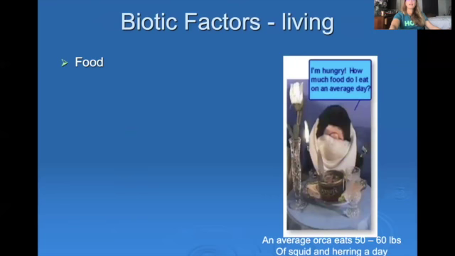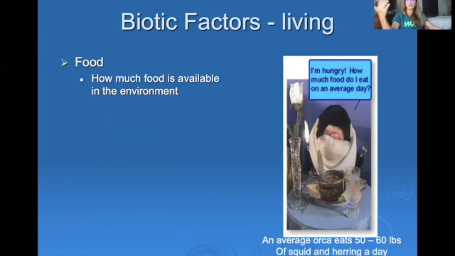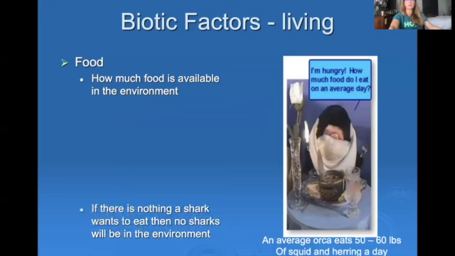All right, biotic, these are the living factors. The first one here is food. So how many organisms live in an environment is dependent on how much food is available in that environment. So if you don't have a lot of plants, you're not going to get a lot of bunnies. If you don't have a lot of bunnies, you're not going to get a lot of coyotes. So the amount of food determines the amount of organisms in any environment.